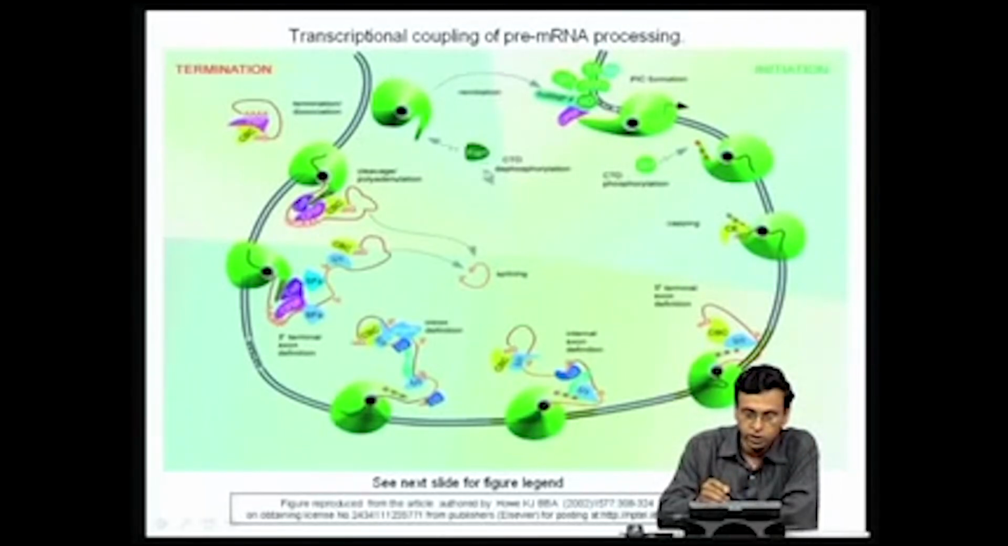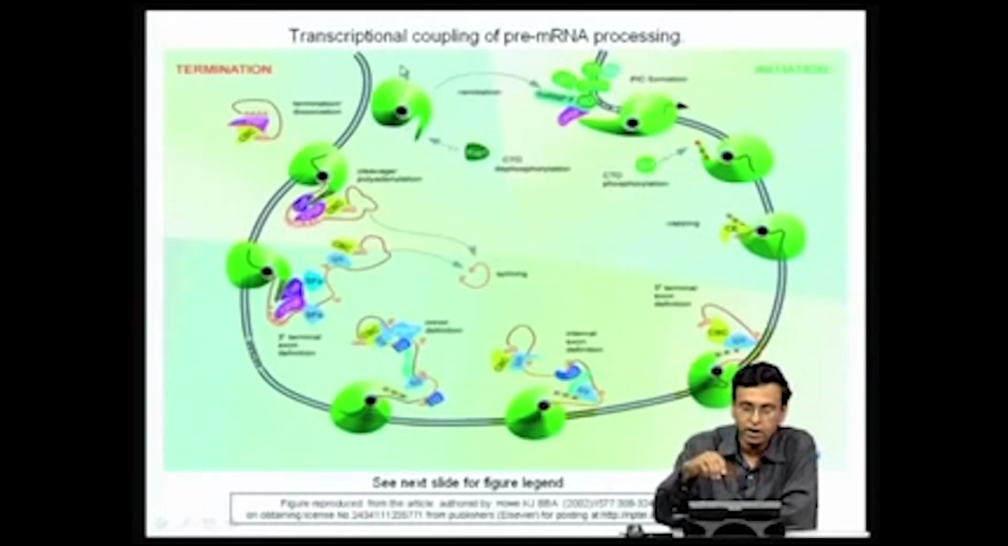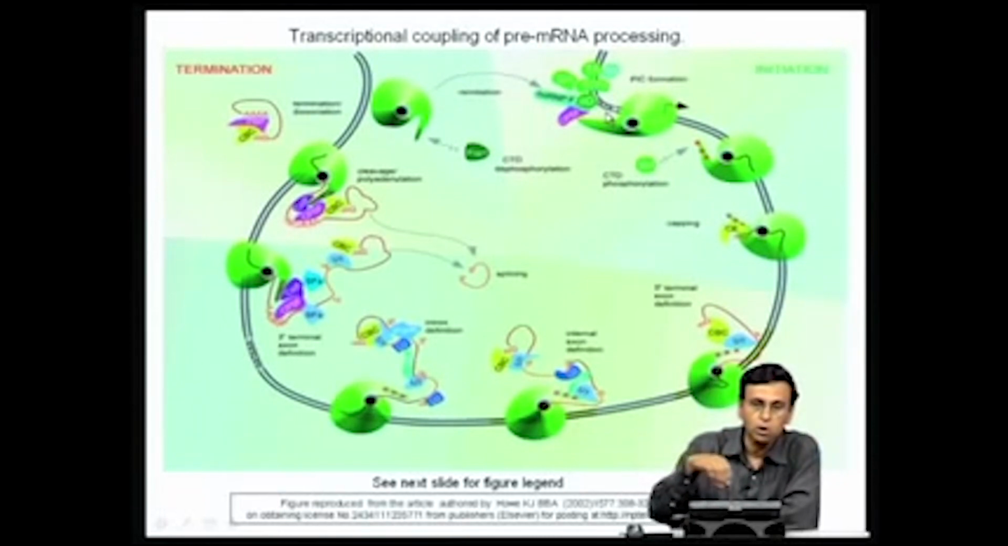For example, a protein called FCP1 plays a very important role, and this is the one that dephosphorylates the carboxy-terminal domain, and therefore the RNA polymerase can be recycled back and can again go back to the promoter, interact with general transcription factors and start one more round of transcription. So this is what is called the transcription cycle. You have initiation, elongation and termination.